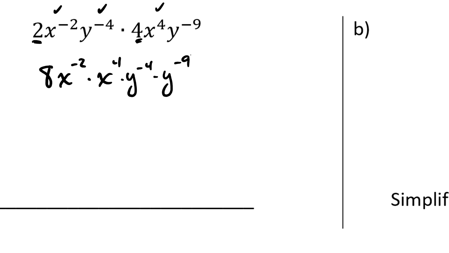Now, because I have the same bases, I can combine a couple of these things, right? The x to the negative second and x to the fourth, I can combine as x to the second power.